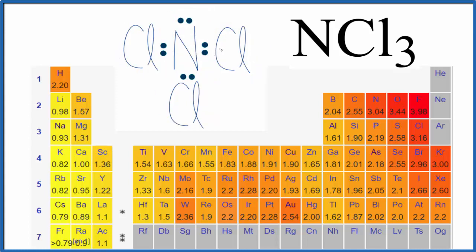We look at the nitrogen and the chlorine, the difference in electronegativity. Here's nitrogen 3.04, chlorine 3.16. That's a very small difference in electronegativity. So this bond here between the nitrogen and the chlorine, that's only going to be a very slightly polar bond. But we're interested in the molecule overall. So let's look at the molecular geometry for a second.